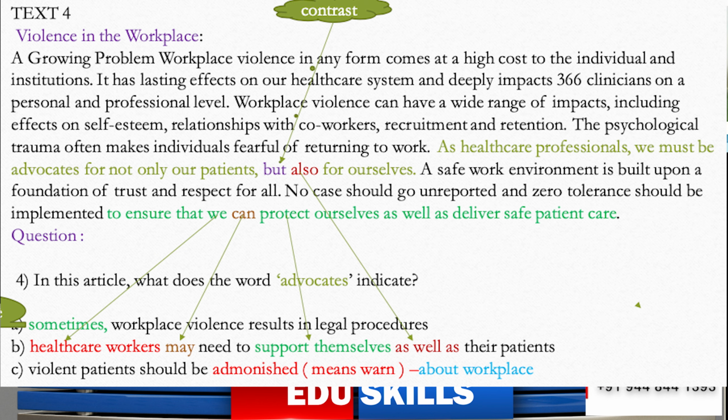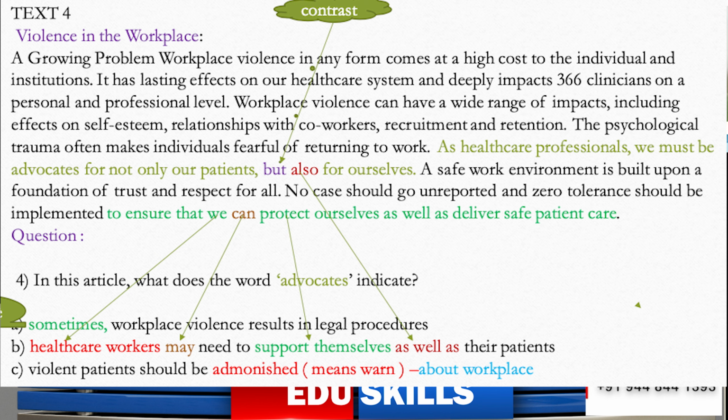Option C, violent patients should be admonished. That means we are warning the patient, right? Admonish means we have to warn the patient. So did they mention here in the text that we should warn the patient? No, they did not mention. So option C we can eliminate. So our answer, option B, is the correct answer. Any question in this? No, ma'am.